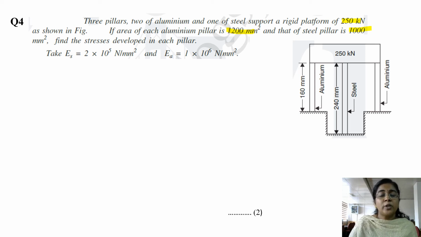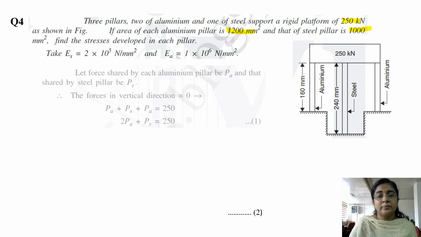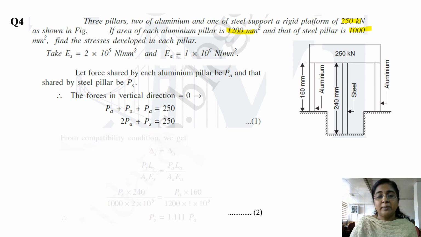The values of modulus of elasticities are given. Modulus of elasticity of steel is 2 into 10 raised to 5 Newton per mm square, and of aluminium it is 1 into 10 raised to 6 Newton per mm square. And the force shared by each pillar is given: PA plus PS plus PA is 250. That is, there are two aluminium pillars, so 2 PA plus PS is equal to 250. PA is the load taken by aluminium and PS is the load taken by steel.